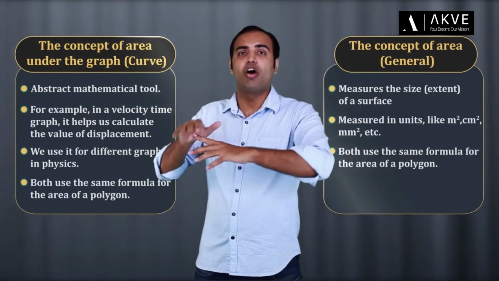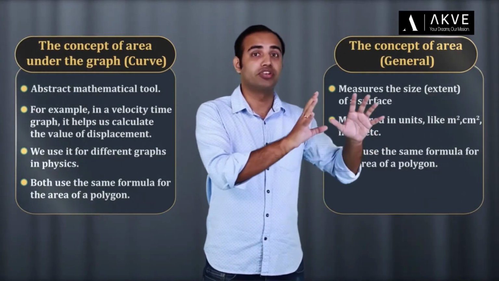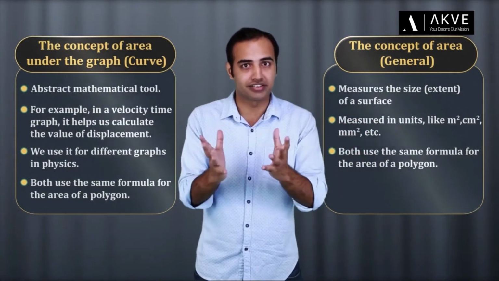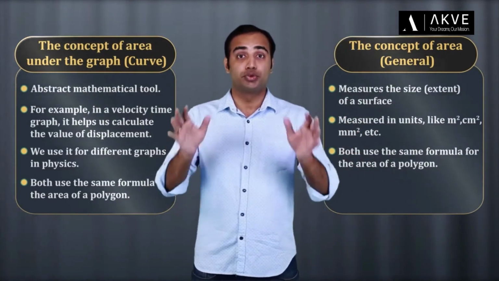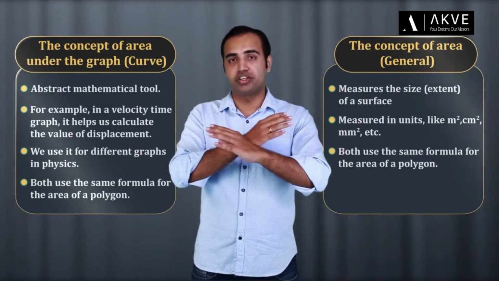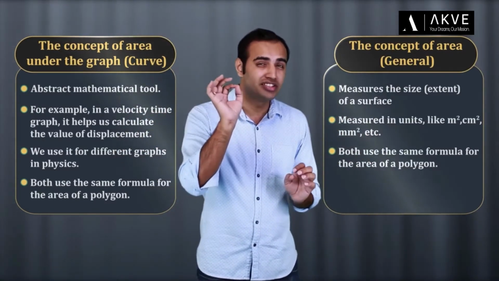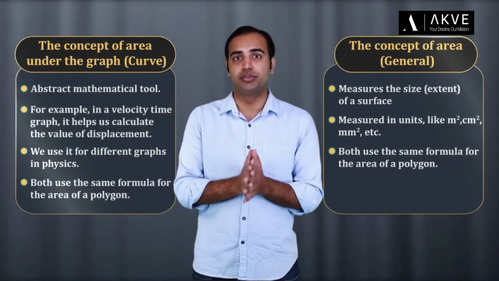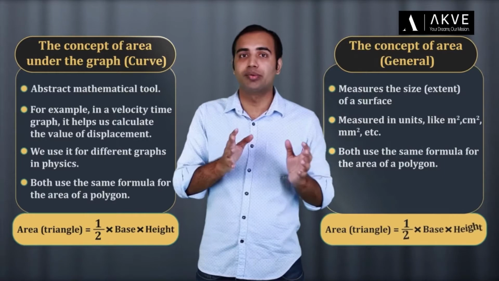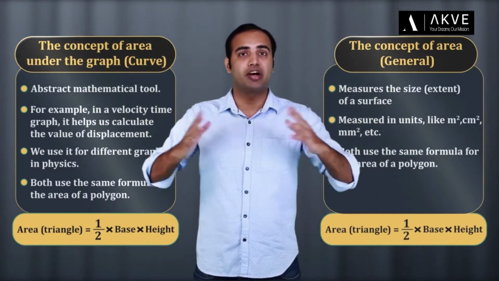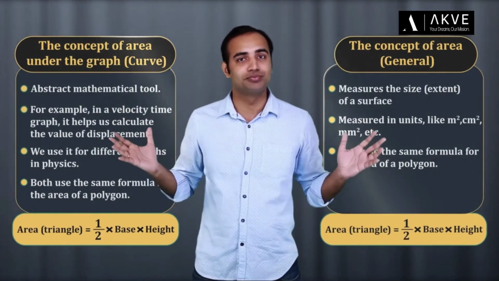We use this concept all the time in physics with respect to different graphs. But on the other hand, the concept of real area is exactly what you think it is. We always measure it in meter square, centimeter square, millimeter square, etc. So I never want you to confuse between these two concepts ever again. In fact, the only thing common between these two concepts is the formula of polygon's area that we use. For example, over here we had a triangle, so we use the formula half base into height. Now this formula is same for both these concepts, but apart from that, they have nothing in common between each other. So never confuse between these two.